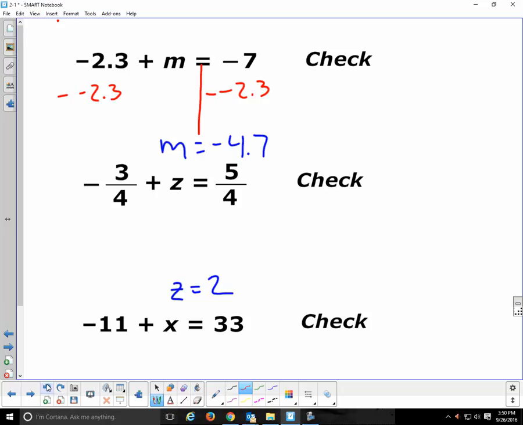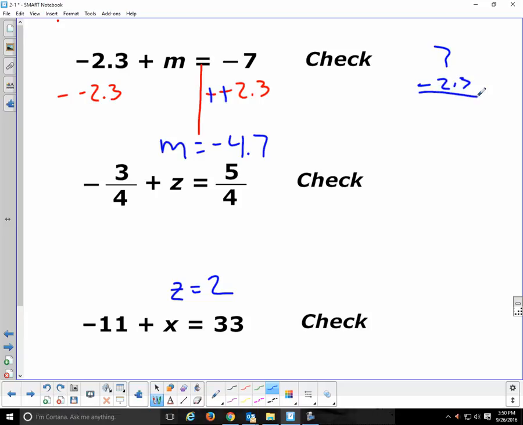So we have m all by itself. Negative 7 minus negative 2.3. Whew, that's a lot of negatives. So if I do keep, change, change, I keep the first number the same, change, change, really that's negative 7 plus a positive 2.3. All right, they have different signs, so I need to find the difference between them. I'm going to subtract 7 minus 2.3.